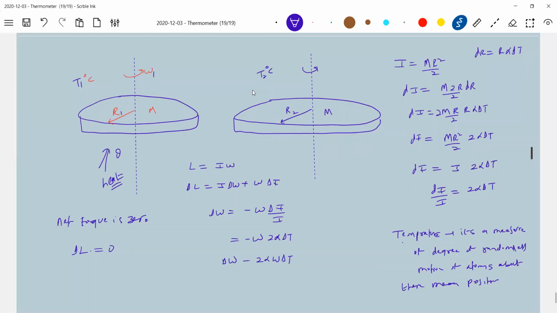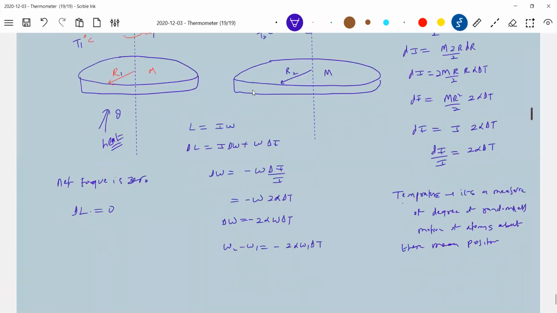So look at now, what will happen to omega? I got a negative sign. What does it mean? Kinetic energy increased or decreased? Angular velocity increased or decreased? The new angular velocity, we can write it now, omega 2. Now look at, what do you expect? Angular velocity increases or decreases?